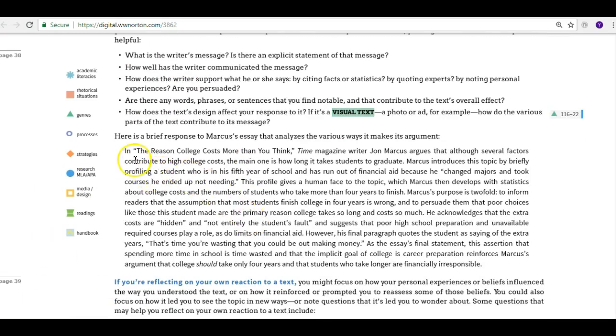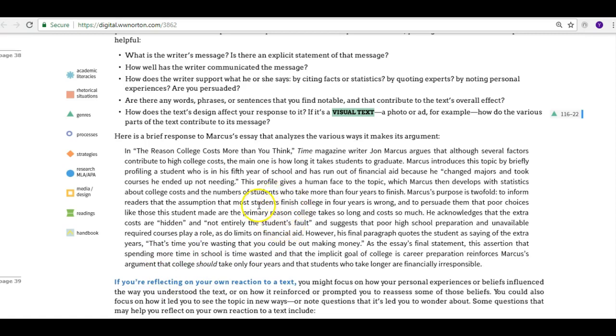So in this example, it says, in The Reason College Costs More Than You Think, Time magazine writer John Marcus argues that although several factors contribute to high college costs, the main one is how long it takes students to graduate. Marcus introduces this topic by briefly profiling a student who is in his 5th year of school. So he goes and talks about the rhetorical appeal that he uses by giving first-person accounts, how he cites experts and data, and his use of quotes and support.